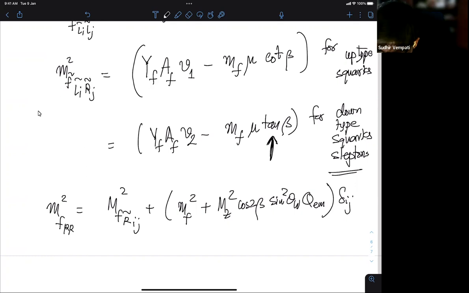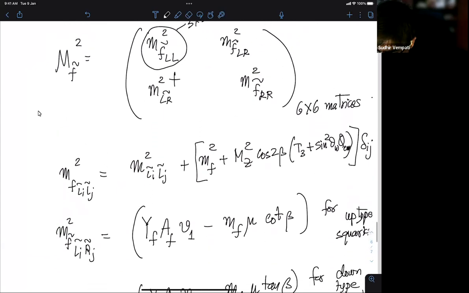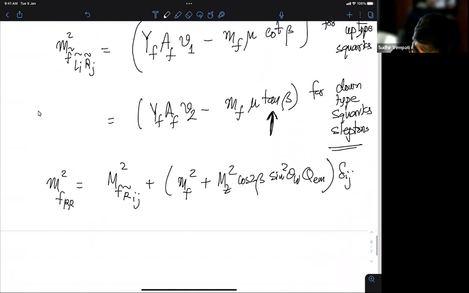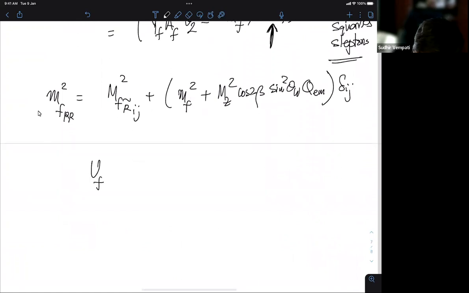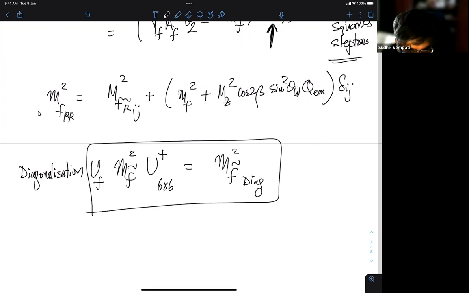Okay, so together, now this looks like a formidable thing, a 6x6 matrix. So in general, you have to diagonalize by some UF the full MF square. So this will be 6x6, MF square diagonal. So you have to do a 6x6 diagonalization in principle.